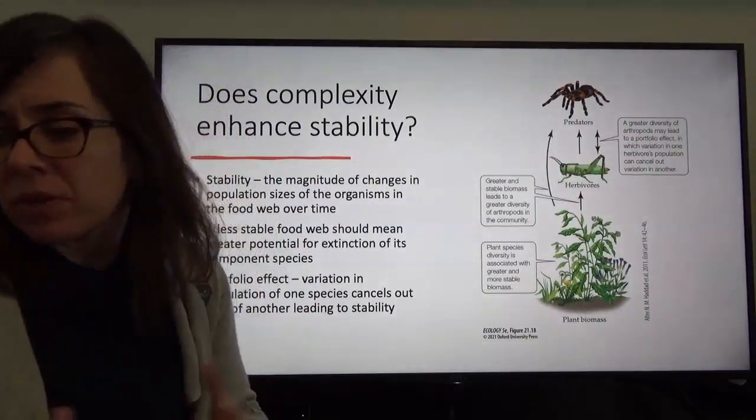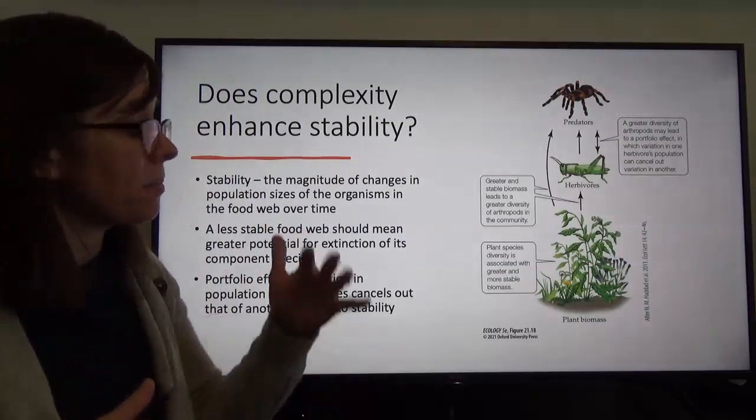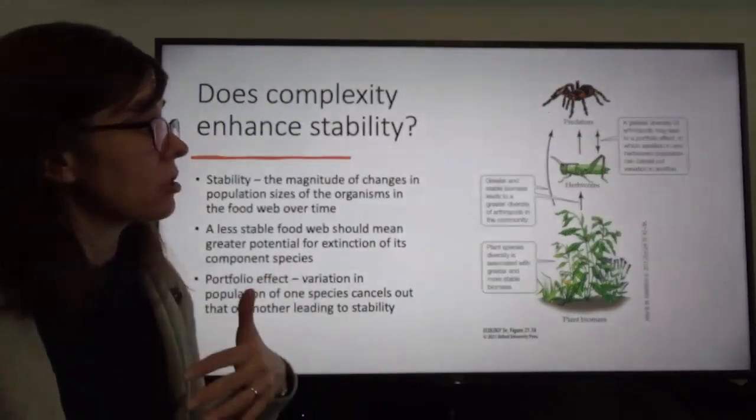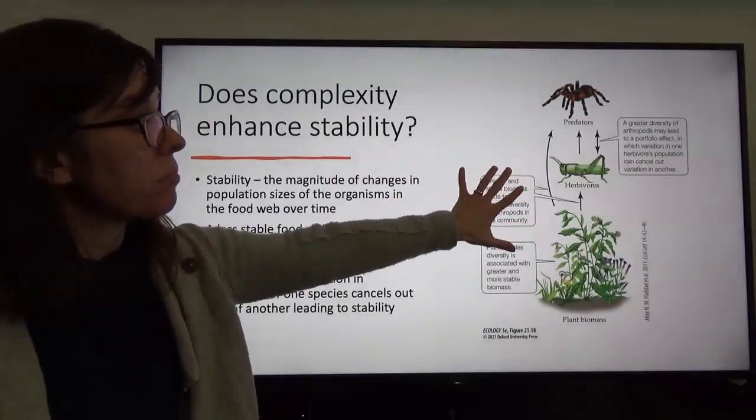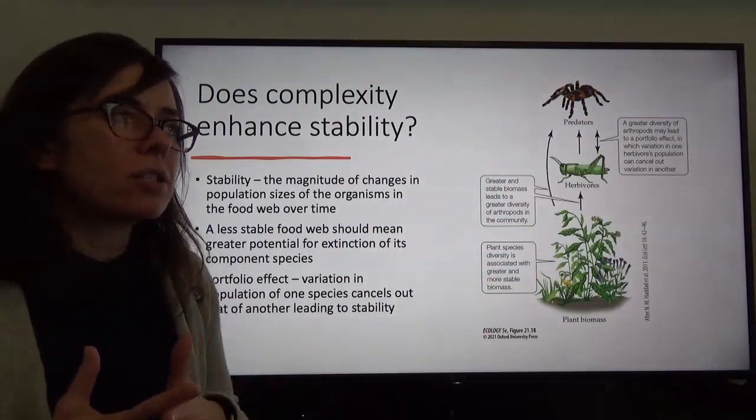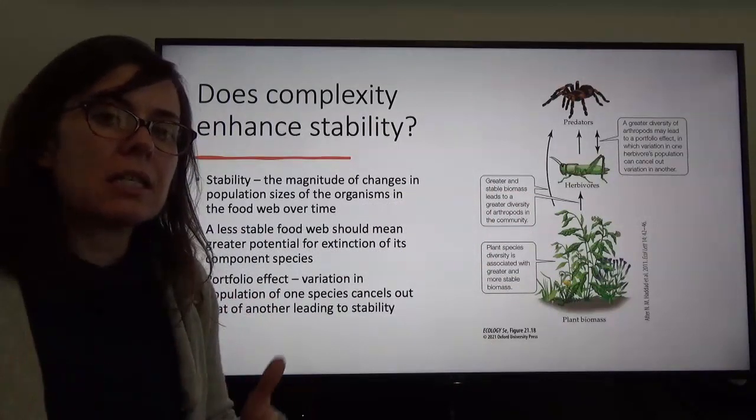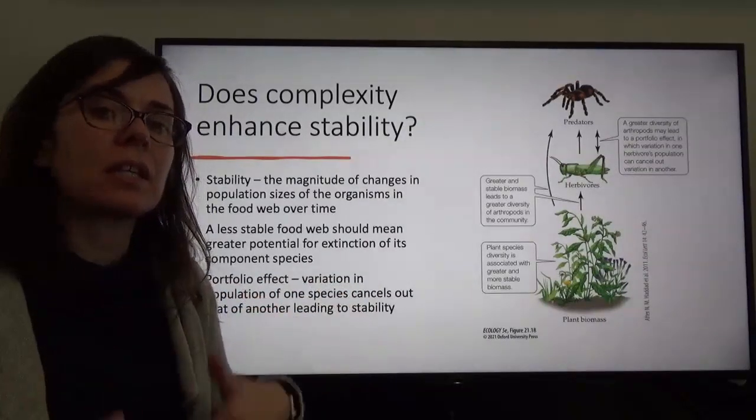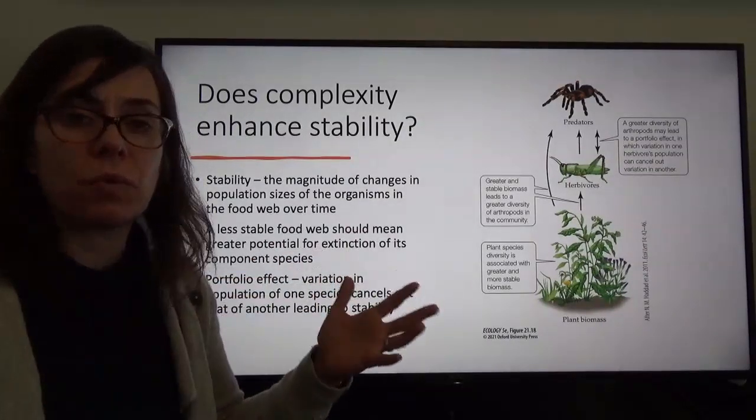And so this is what is referred to as a portfolio effect. The variation in population of one species cancels out that of another, leading to stability. So where you have more diverse systems, even if the interactions are not necessarily more complex, that greater diversity in some of these trophic levels can support stability of the food web as a whole.